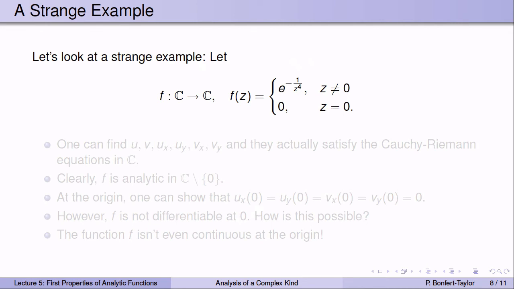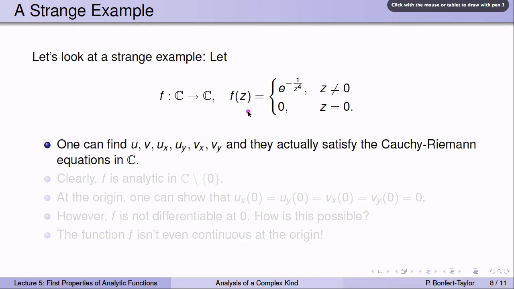Let's finish with a really strange example. The strange example is the function f that's defined in the whole complex plane by e to the minus 1 over z to the fourth for non-zero z values and 0 at the origin. Clearly, 1 over z to the fourth is an analytic function, analytic wherever z is non-zero. So it's analytic in the complex plane minus the origin. A minus sign still makes an analytic function. The exponential function is analytic, so the composition of these two is analytic. So in C minus the origin, clearly this function f is analytic.